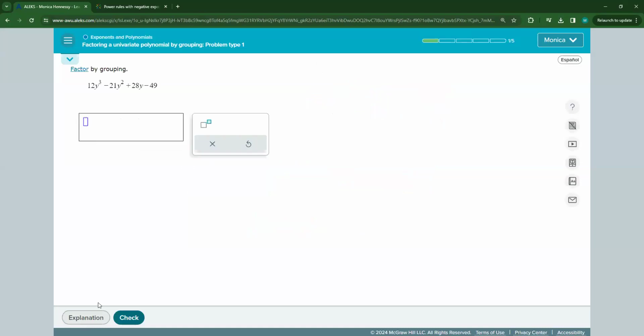And in this problem, we still have 4 terms, and we're going to get down to just 1 term where we have everything multiplied. So I have 12y cubed minus 21y squared plus 28y minus 49. So bigger numbers, not so friendly numbers, but we can still divide them out and work with that.